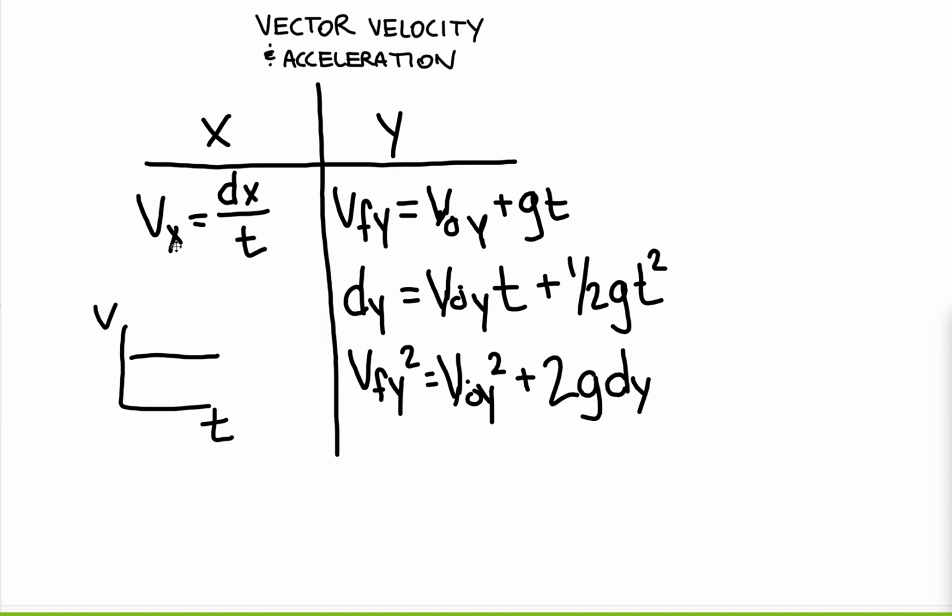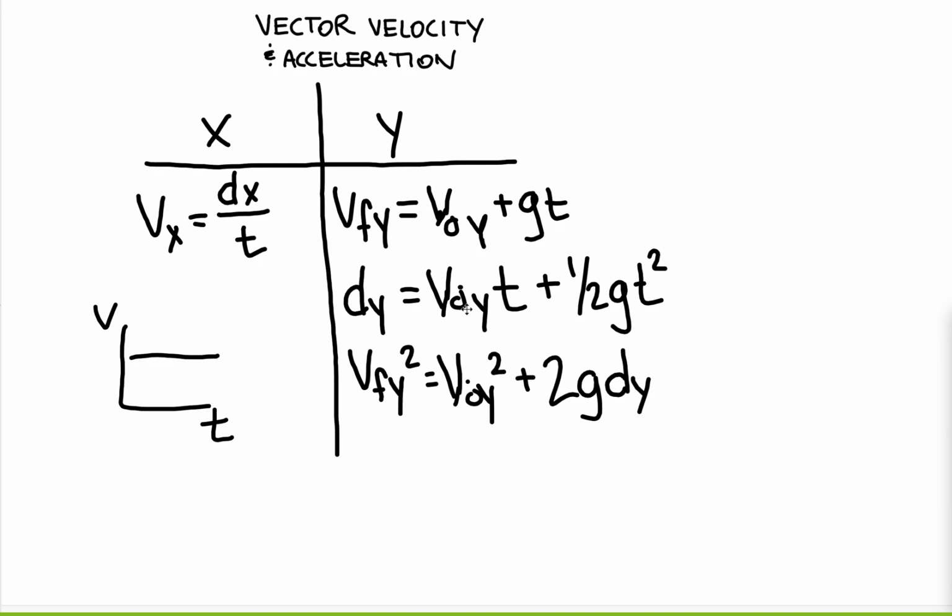So in the x direction, Vx equals dx over t. And remember, dx is called the range, and t is the time in air. All right. Then we have Vfy equals Voy plus gt. dy equals Voyt plus 1 half gt squared. And Vfy squared equals Voy squared plus 2g times distance in the y direction.